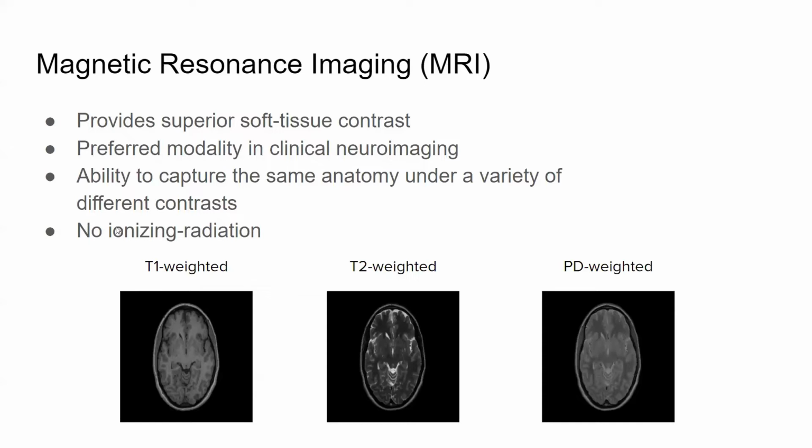Because of its superior soft tissue contrast, magnetic resonance imaging, or MRI, is the preferred modality in clinical neuroimaging. Its capability to capture the anatomy under a variety of different contrasts allows it to gather additional diagnostic information over the course of an exam. Furthermore, different from radiography-based imaging systems such as X-ray and CT, MRI scans do not expose subjects to ionizing radiation.